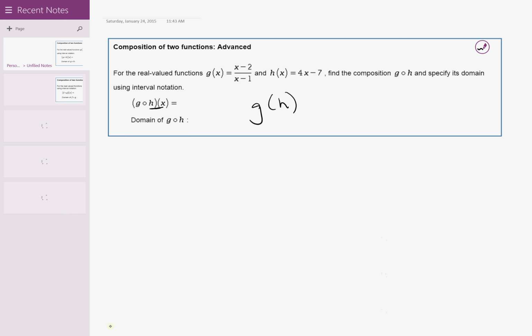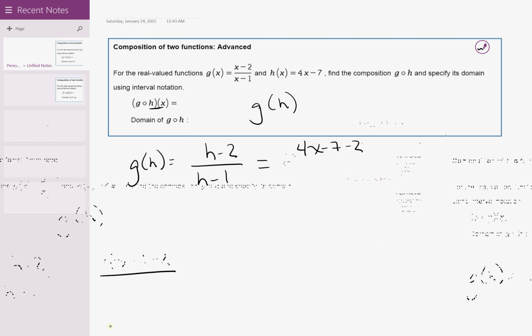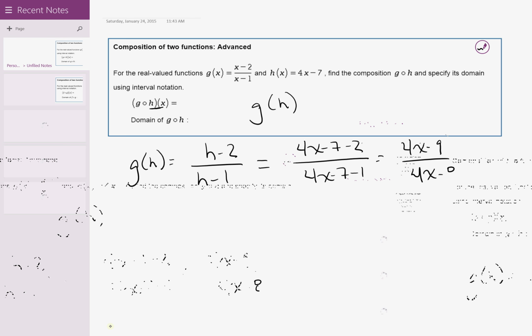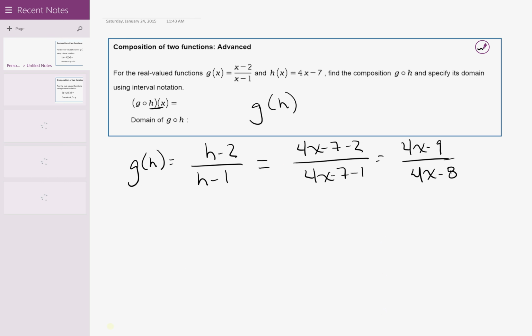So, in this case, let's do the composition first. g of h is equal to h minus 2 over h minus 1. But h is 4x minus 7. And so this is 4x minus 9 over 4x minus 8. And then you have to look closely to make sure this doesn't simplify when you have rational functions involved, but this doesn't simplify. So we're in good shape there.